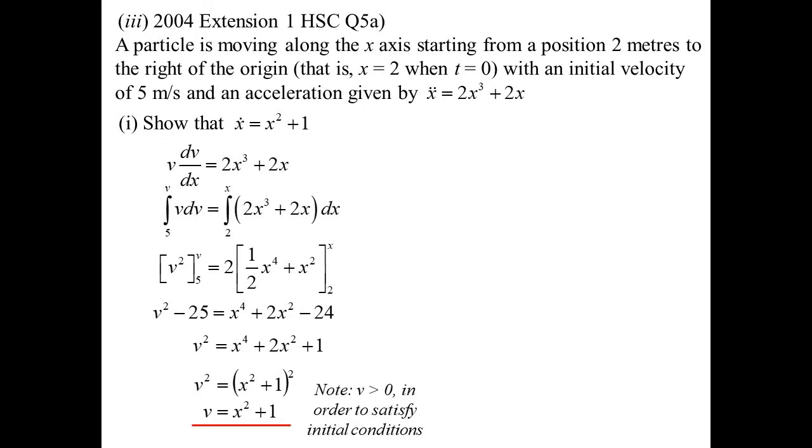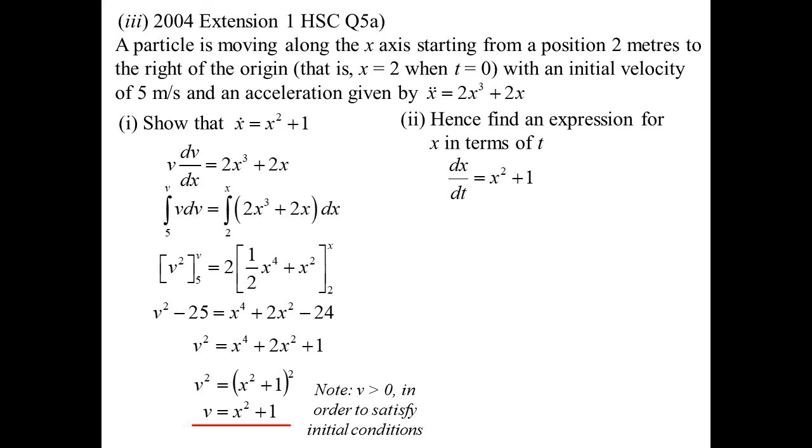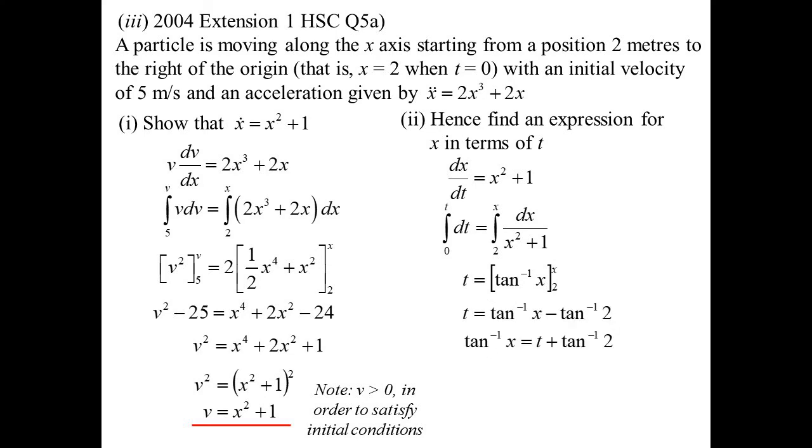Oh, hang on. I need to justify. Why did I choose the plus and not the minus? I'm saying, well, I know its velocity is greater than 0 in order to satisfy the initial conditions. Hence, find an expression for x in terms of t. dx/dt is x squared plus 1. Separate the variables. t in this case is inverse tan of x. So t is inverse tan of x minus inverse tan of 2.